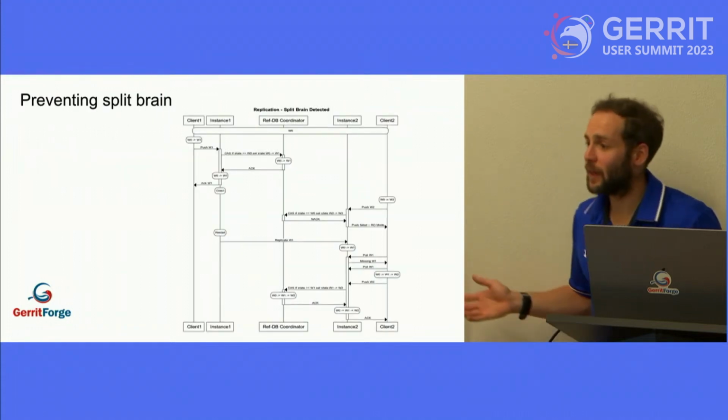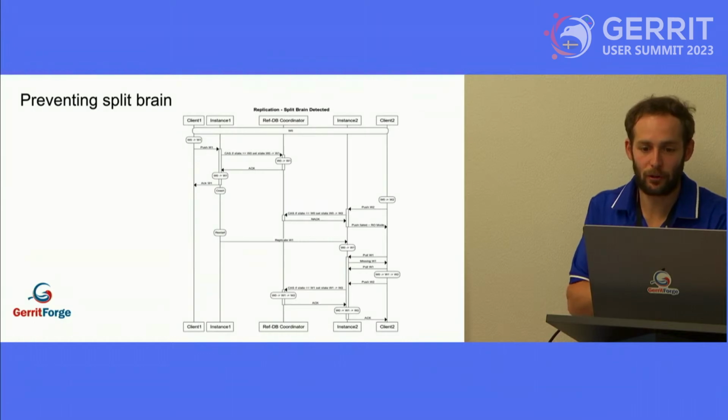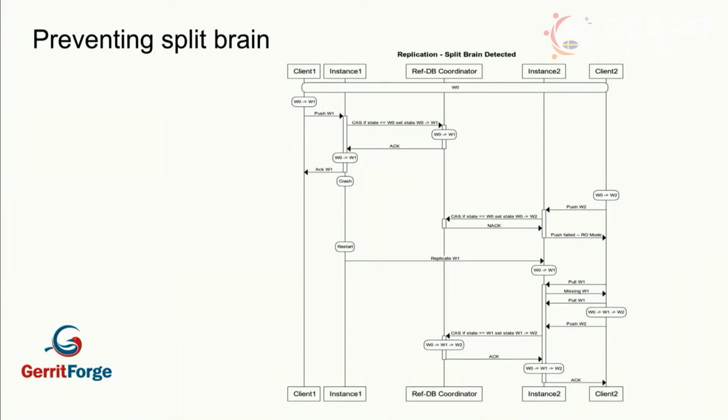So how do we prevent this from happening? Introduce the RefDB coordinator, all right? So same scenario, client 1 pushes its commit. Instance 1, before acknowledging that it has received that commit, will go and update the RefDB coordinator. So we'll check with the RefDB that it has the latest version, so the parent is correct, updates RefDB with the new commit, and then signals back to instance 1 that, hey, I've got the latest version, feel free to tell the client that it's all up to date.